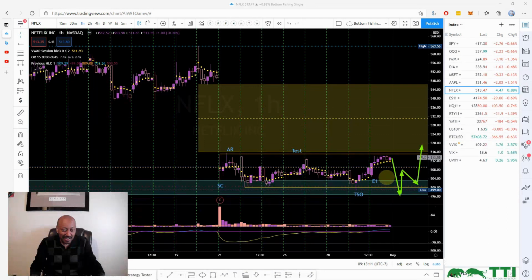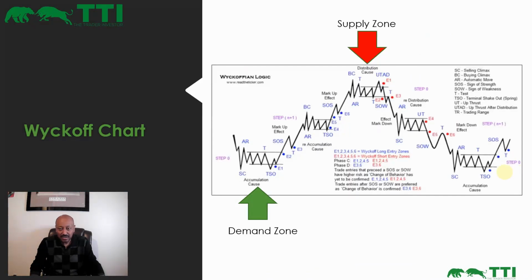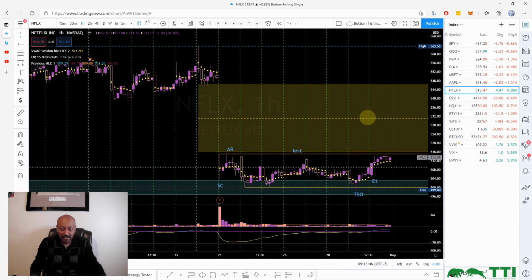Because I'm in this range, I'm not rushing for an entry to the downside. My downside entry is not really E1. My downside entry, if this is a redistribution, is E5 or E6. I'm going to stay away from E5 because I believe this is accumulation. E5 could act like a terminal shakeout, like this here. So really E6 is where I want to enter if this is going to the short side.